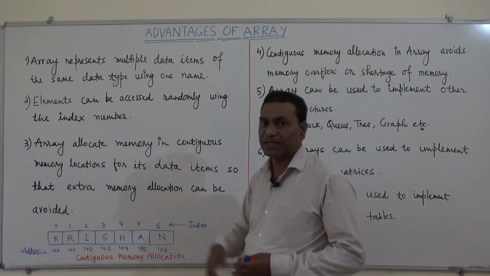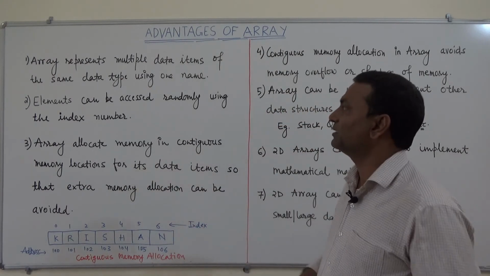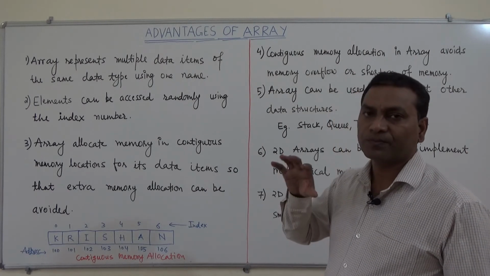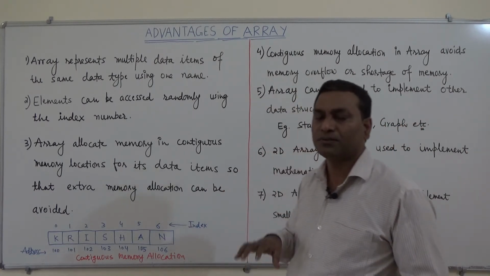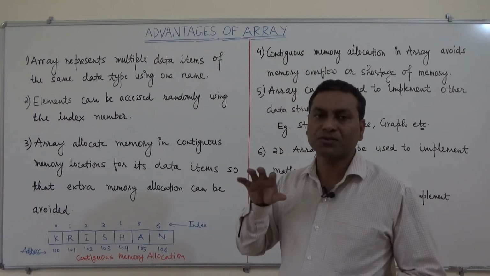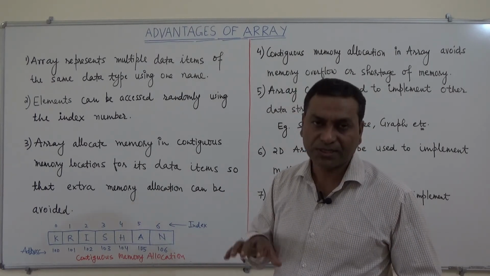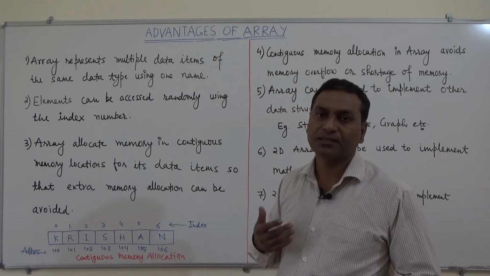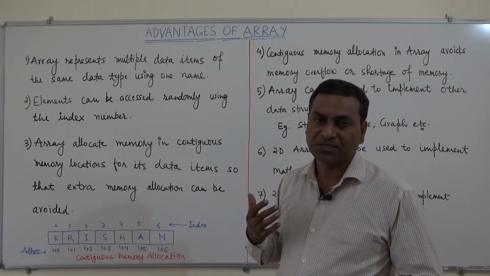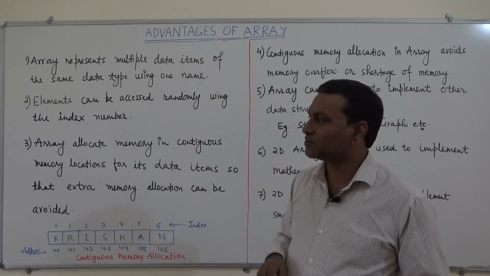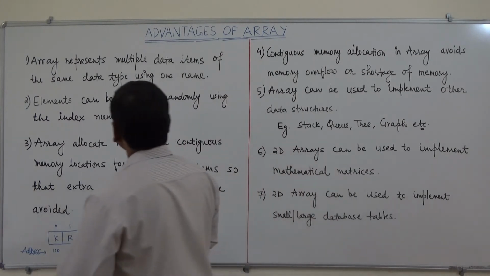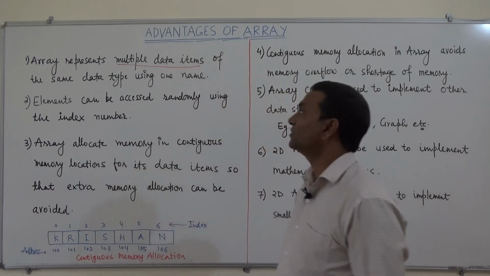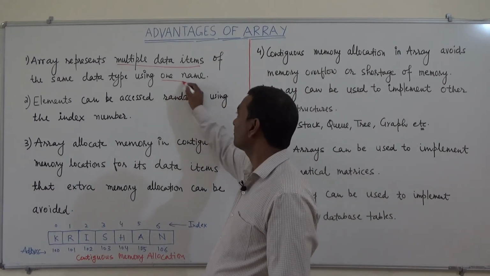The first advantage is that the array represents multiple data items of the same data type using one name. If we wish to store the marks of 50 students, we would need to declare 50 variables, but with the help of an array we can store all 50 values under one name. So this is the first benefit.